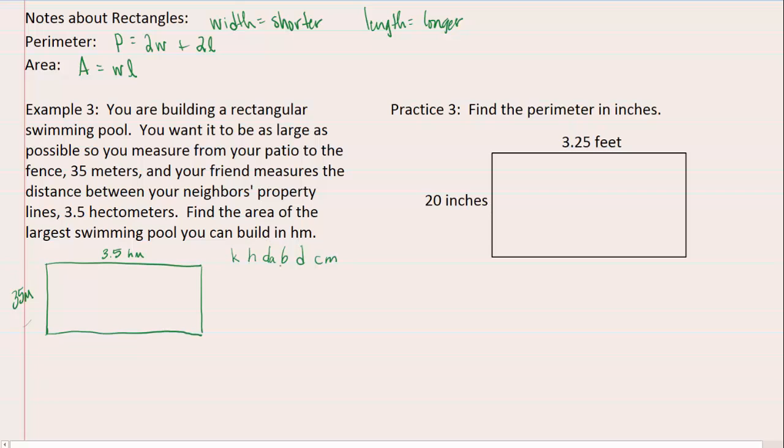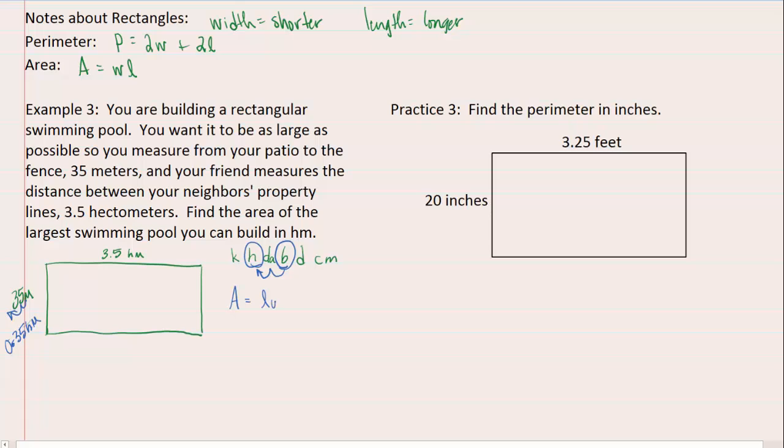We started out at meters, and we need to go to hectometers, which means we need to move 2 places towards the left. Since we started at 35 and we moved 2 places towards the left, we should be at 0.35 hectometers. Now that we have 0.35 hectometers and 3.5 hectometers, we should be able to determine the area of the largest swimming pool. To do so, we will use the area formula.